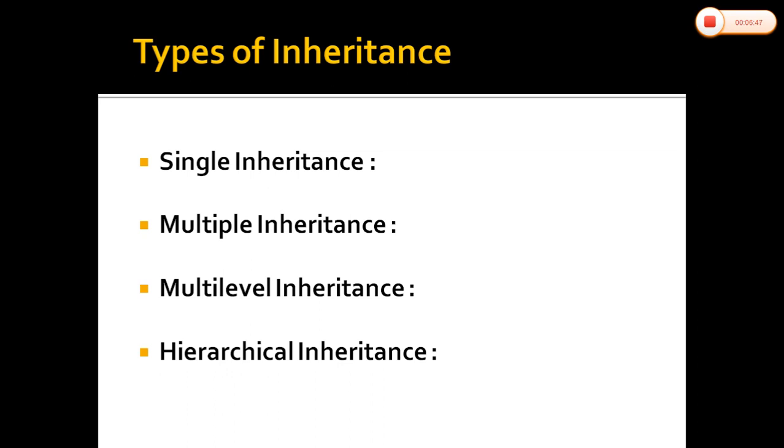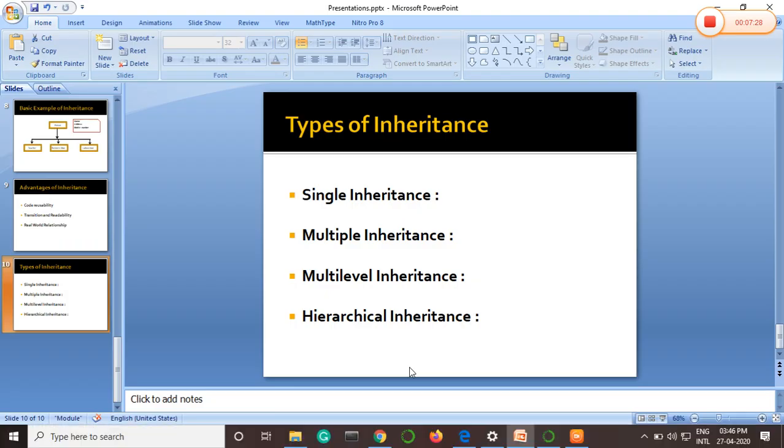So this is what the types of inheritance are. There are four types: single, multiple, multi-level, and hierarchical. Single inheritance is when there is one child class and one parent class. Multi-level inheritance is when a child class can become a parent of another child class. Hierarchical, or hybrid, inheritance is when more than one type of inheritance is used in the same problem. So this is what the types of inheritance are.